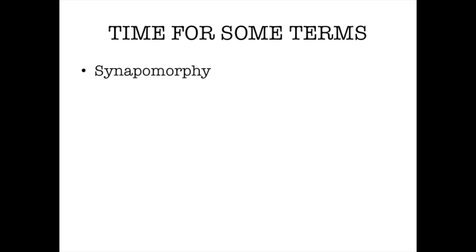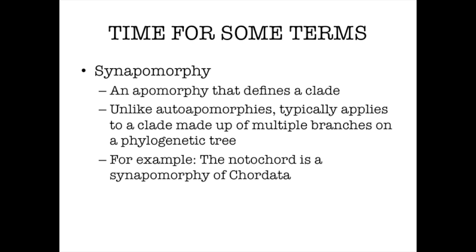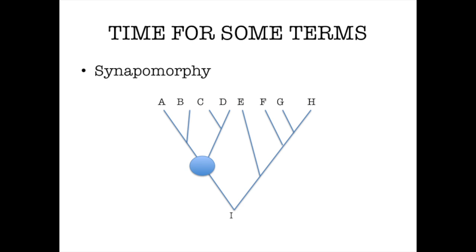Now, a synapomorphy is a kind of apomorphy that defines a clade. Unlike autapomorphies, it typically applies to a clade that is made up of more than one branch on a phylogenetic tree. For example, the notochord is a synapomorphy of Chordata. As shown here, a synapomorphy would apply to multiple branches on a tree.